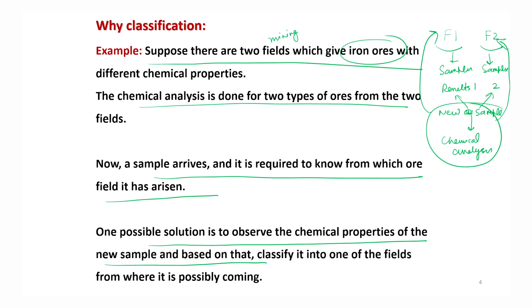And in case they are matching in both in a certain parameter, then I would like to see the proportion of matching of the properties of the new sample with respect to F1 and with respect to F2. And then based on that, wherever there is more proportion of matching, we would like to classify this observation into one of those fields, and we will assume that this new sample is coming from that given field, right?